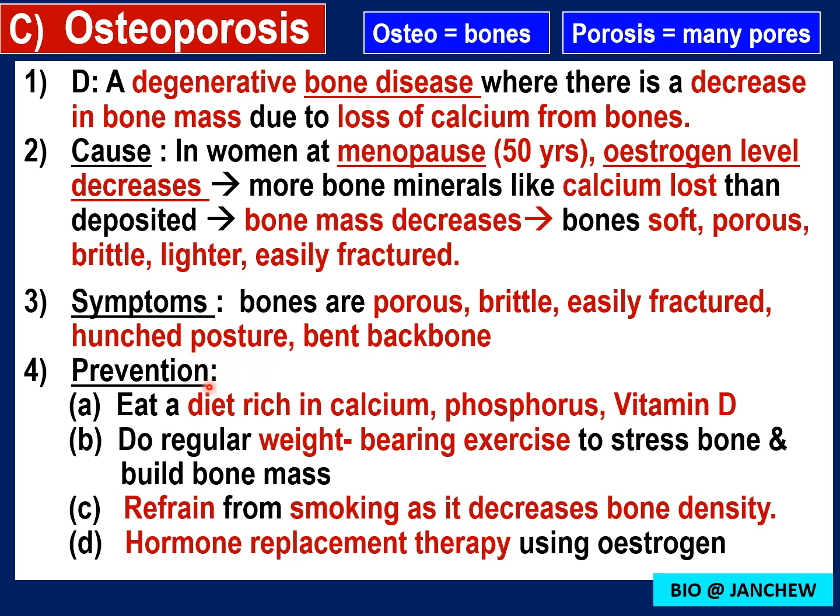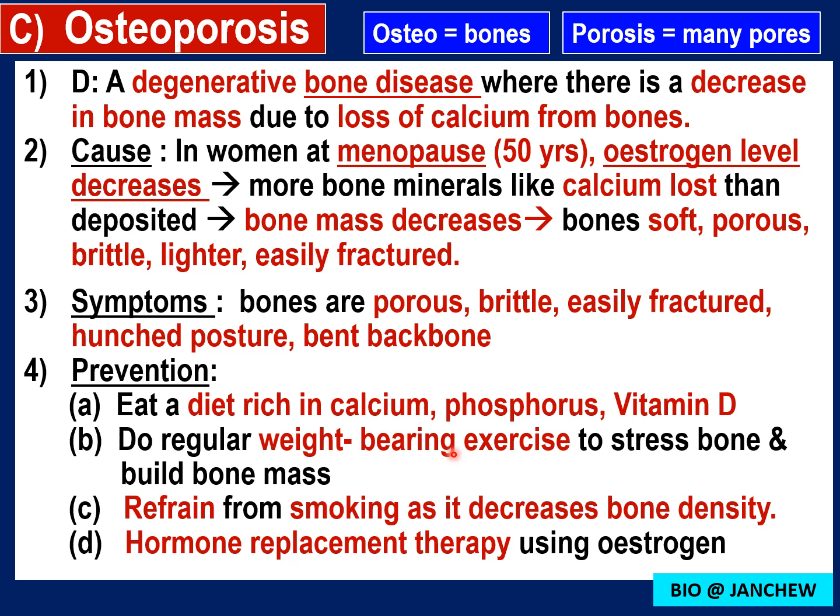Okay. Now, prevention of osteoporosis is to eat a diet rich in calcium, phosphorus, and vitamin D. All these are used to build strong bones. So you have to write down the reason too. Don't just say, eat a diet rich in this. Must put to build strong bones. Okay. Do regular weight-bearing exercise to stress the bone and build the bone mass. So weight-bearing exercises are those exercises that we do against gravity, like lifting weights, running, jogging, or climbing the stairs.